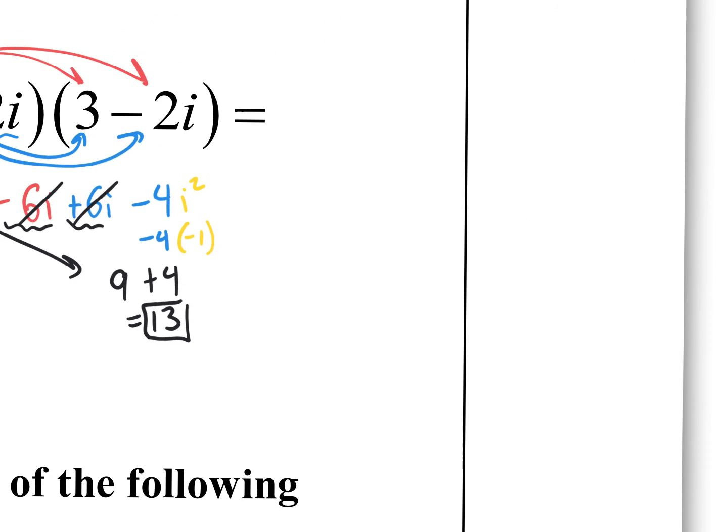Because it doesn't matter whether you have square roots or imaginary numbers. You cannot leave a square root in the denominator of a fraction. You can't leave an imaginary number in the denominator of a fraction. So if I had something like 2 over negative 1 minus the square root of 3, I can't leave that square root of 3 in the denominator. You need to get rid of that square root.